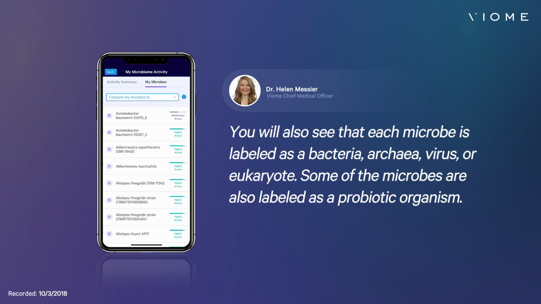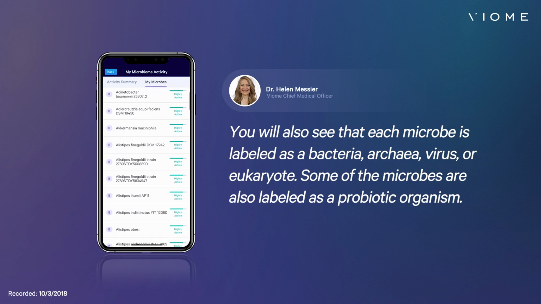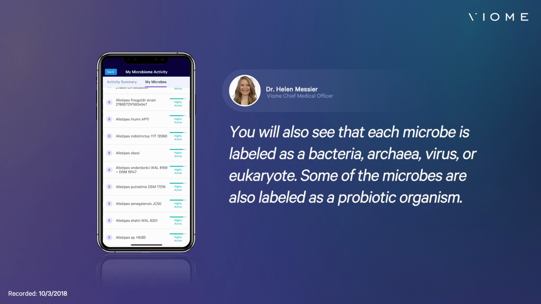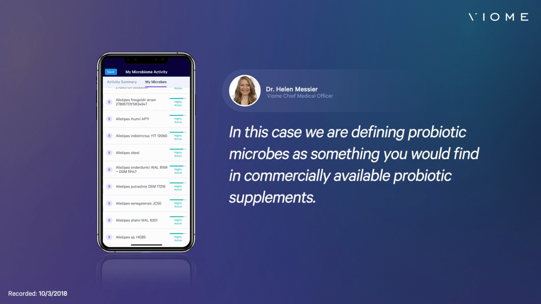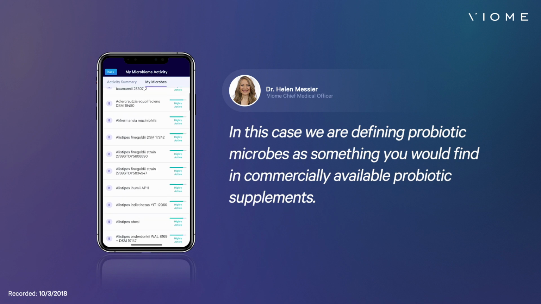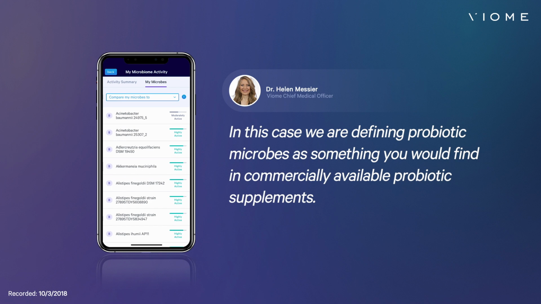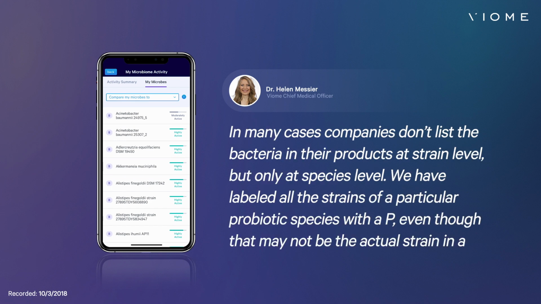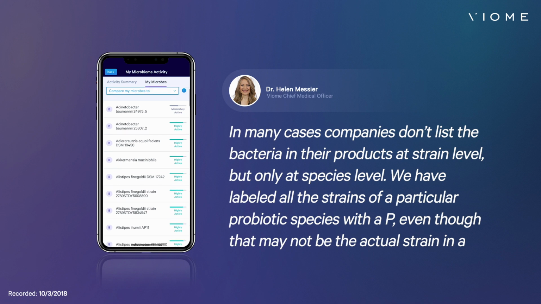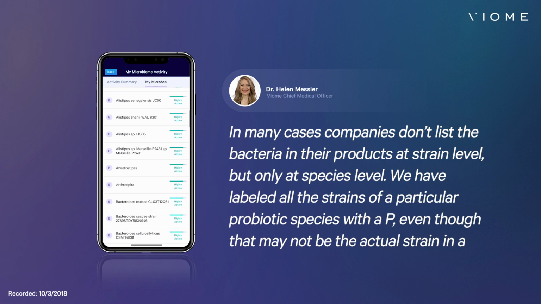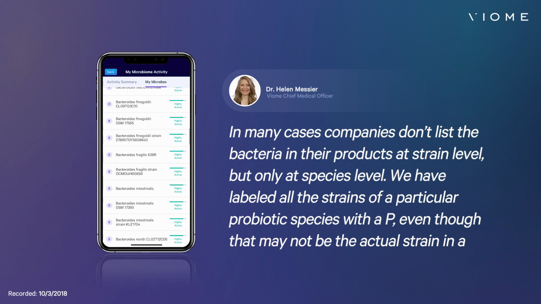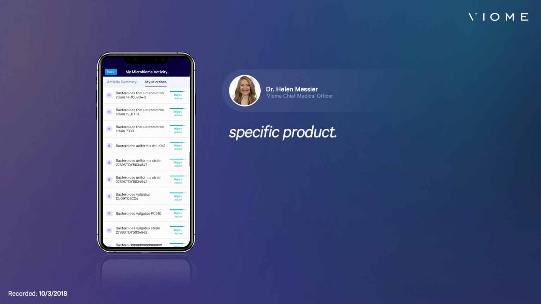You will also see that each microbe is labeled as a bacteria, archaea, virus, or eukaryote. Some of the microbes are also labeled as a probiotic organism. In this case, we're defining probiotic microbes as something that you would find in commercially available probiotic supplements. Now, in many cases, companies don't list the bacteria in their products at a strain level, but only at a species level. So we've labeled all the strains of a particular probiotic species with a P, even though that may not be the actual strain in a specific product.